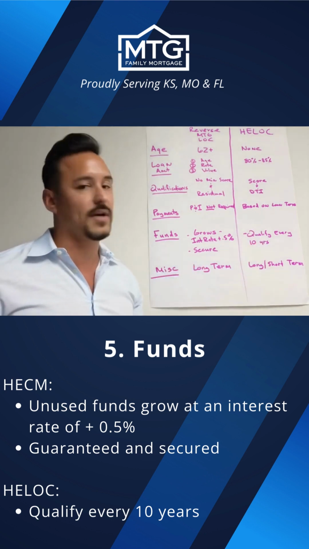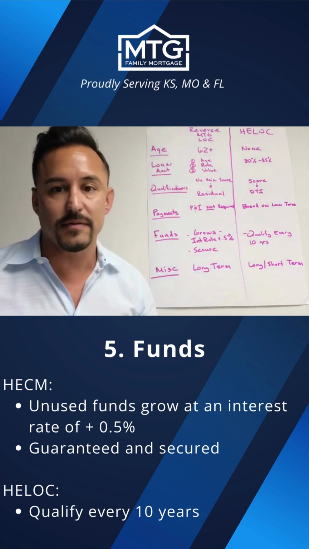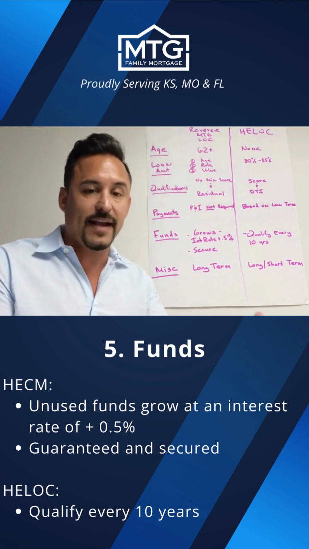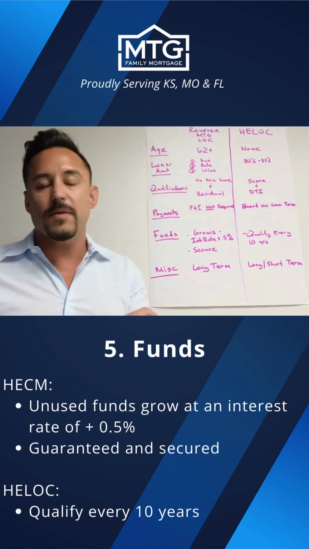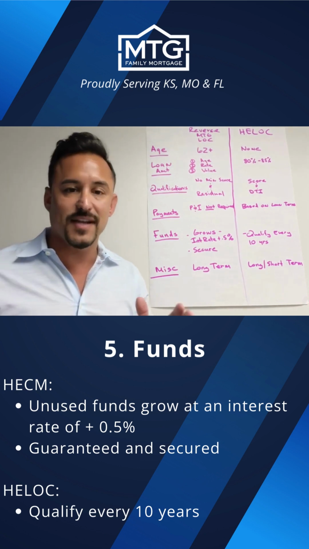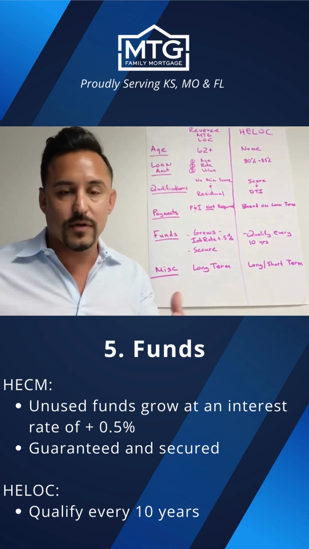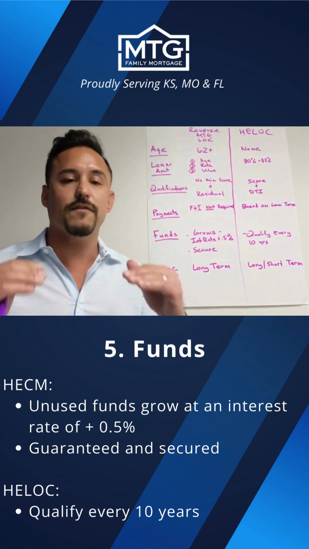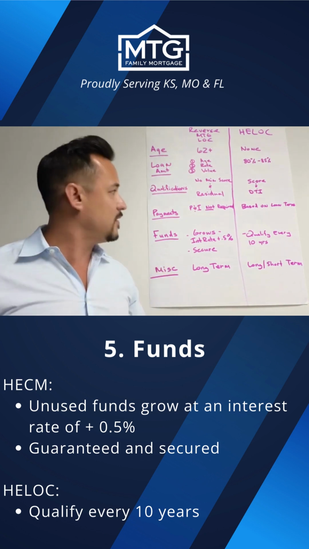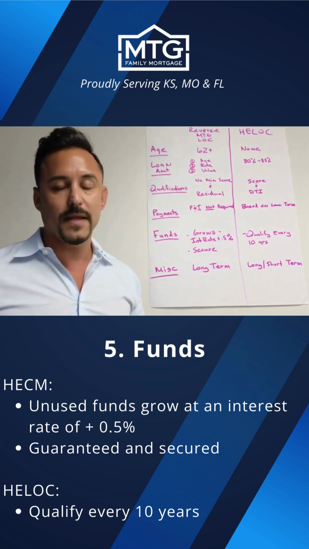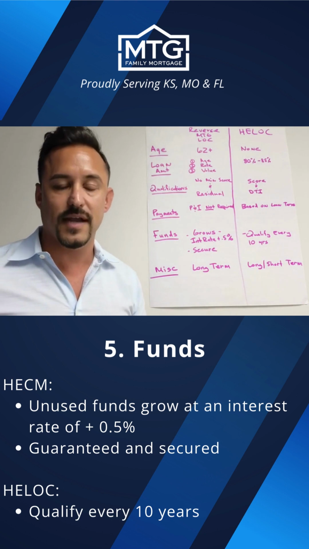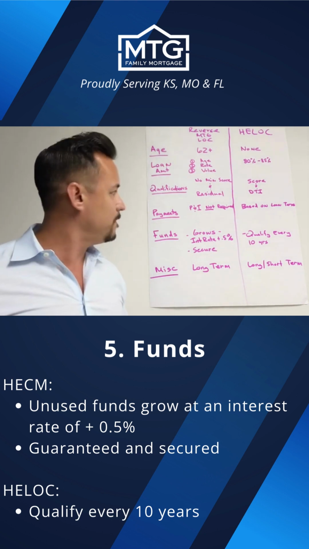Whereas a home equity line of credit, that's going to be determined by the lender. Most lenders require that you requalify every 10 years. And if you remember back in the 2008, 2009 timeframe, when we were going through the Great Recession, a lot of lenders actually came in and froze people's lines of credit. So they're not guaranteed to have access to it. So big advantage for the reverse mortgage when it comes to how you can access your funds.